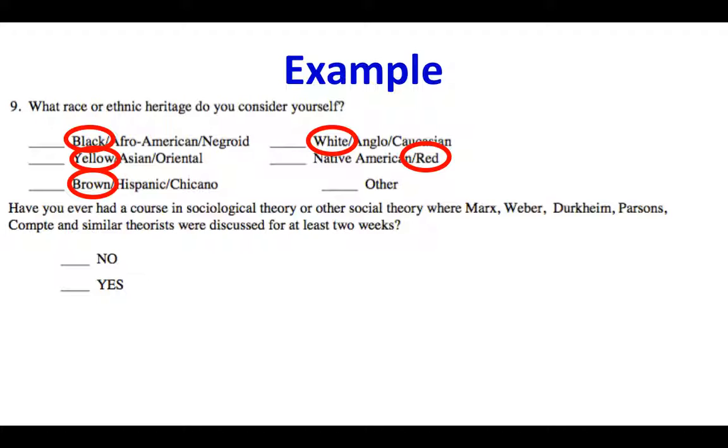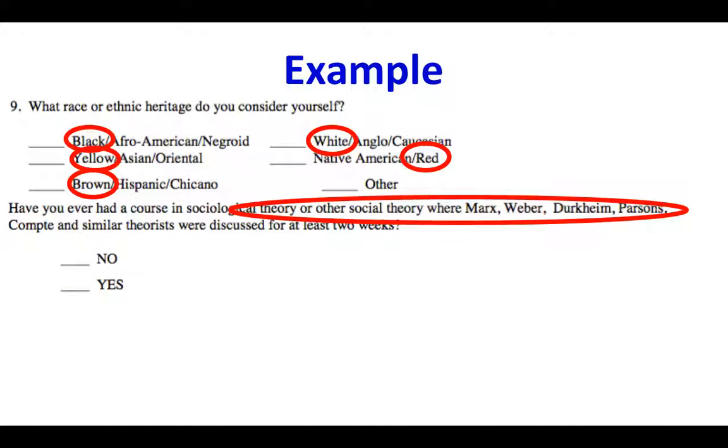Here's another question: have you ever had a course in sociology theory or other social theory where Marx, Weber, Durkheim, Parsons, Comte and similar theorists were discussed for at least 2 weeks? You might have more understanding of what sociological theory is, but I'm certainly not well known for my knowledge of this, and when they talk about social theory, I have no idea who any of these people are. So that's a question that's not in easily understood language. They're using jargon there. They're expecting people to know who these theorists are, and that's assuming too much.